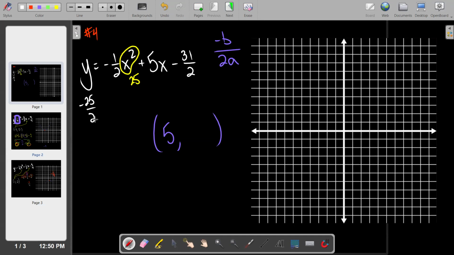Are you okay with that? How'd you get 25? Because I put this 5 right here in place of that x, and 5 squared is 25. And then negative 1/2 times 25 is 25 over 2 with a negative on it. You good? Yeah. And then this next part is going to require, again, anyone kind of casually watching right now might get lost and not know what I did, but it might be worth it to just kind of watch what I write as compared to what I say.